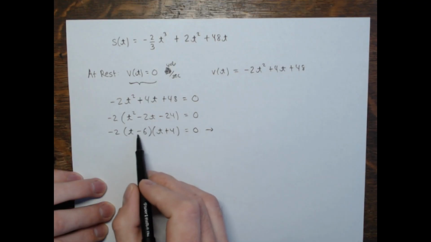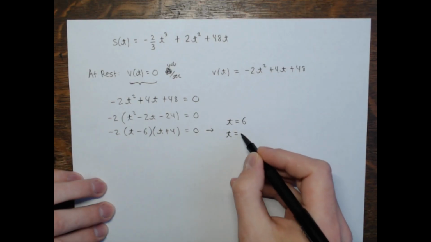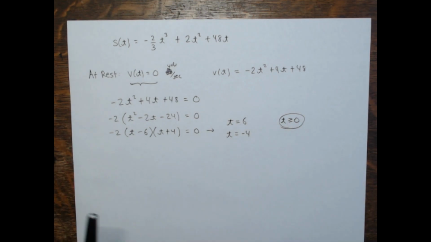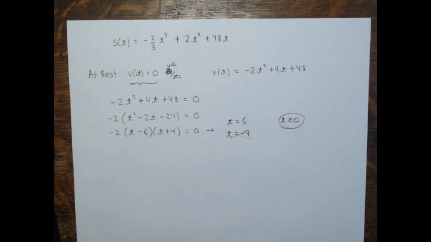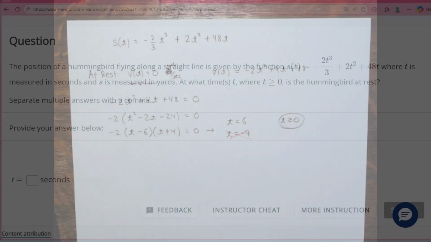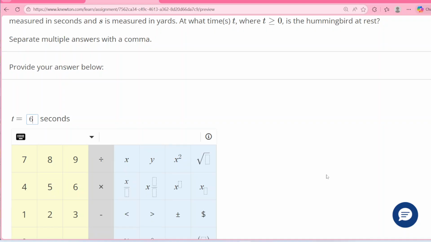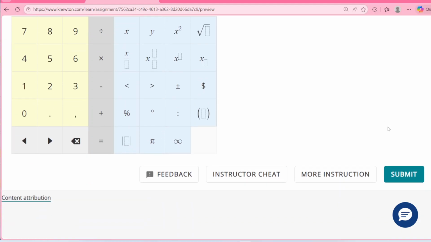And so our solutions to this are t equals 6 seconds or t equals negative 4 seconds. But they mentioned that we only want non-negative time. So this negative value of time is not going to be considered correct. So at 6 seconds, this bird, 6 seconds into its flight, will pause for a moment, will be at rest, have a velocity of 0. So just 6. If there were more times, though, I would put a comma, and then the other values.